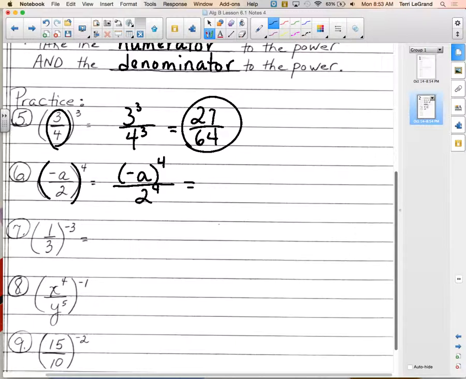Well, what happens when you take a negative times a negative times a negative times a negative? In other words, 4 factors that are negative will turn out positive. So we end up with positive a to the 4th over whatever our 2 to the 4th is. 2 to the 4th is 16. So our answer is a to the 4th over 16.